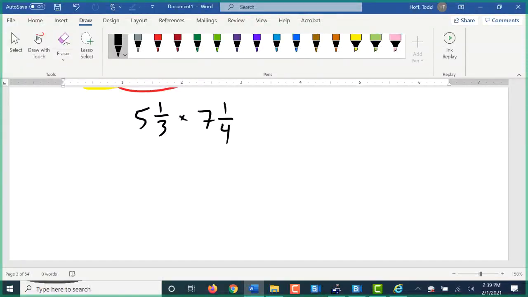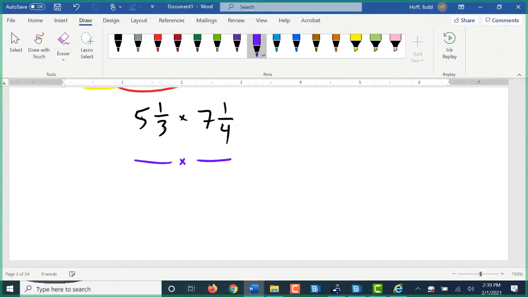Now, multiplying mixed numbers is extremely difficult to do. If you went to a university and found 10 math majors, I would be surprised if even one of them could multiply mixed numbers correctly. How on earth are we going to do it? Well, we're going to see. We're going to turn them into improper fractions.